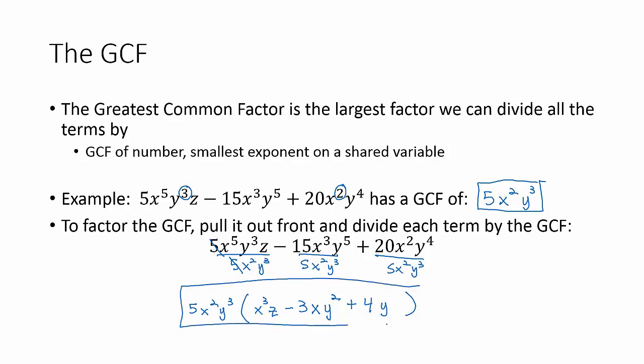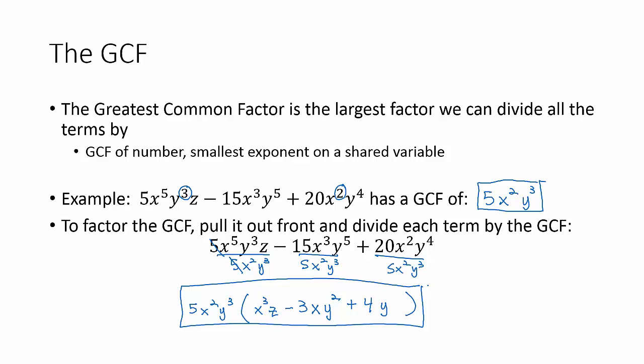And now we have factored out the greatest common factor of 5x squared y cubed and ended up with this product: 5x squared y cubed times the quantity x cubed z minus 3xy squared plus 4y. As I said earlier, what we're really doing is reverse distributing. We're undistributing that 5x squared y cubed, that GCF, to see what was left.